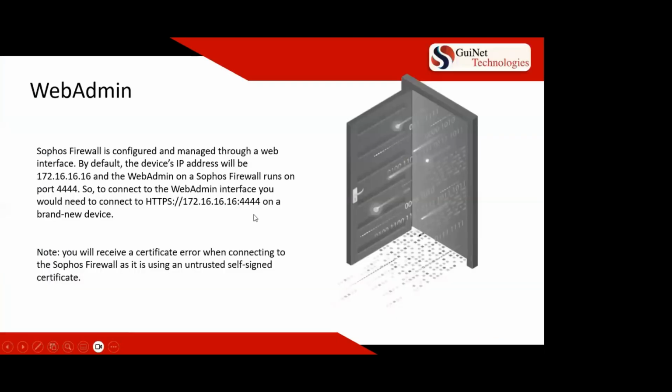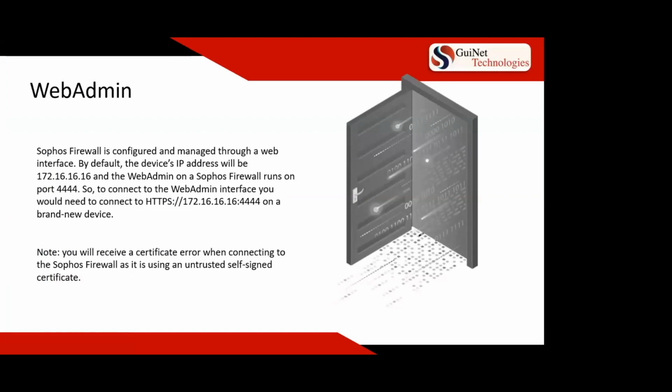Okay. So Sophos Firewall is configured and managed through a web interface. By default, the device IP address will be 172.16.16.16 and web admin on Sophos Firewall runs on port 4444. That will be the port number on which the Sophos XGS UI will listen. So to connect to the web admin interface, you need to connect to https://172.16.16.16:4444 on a brand new device.